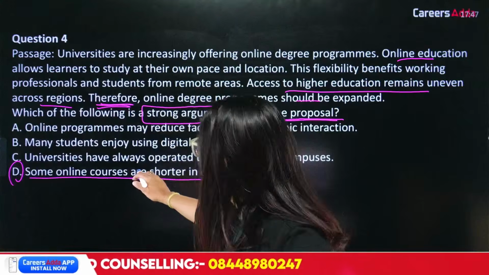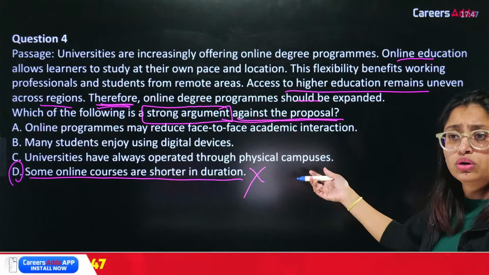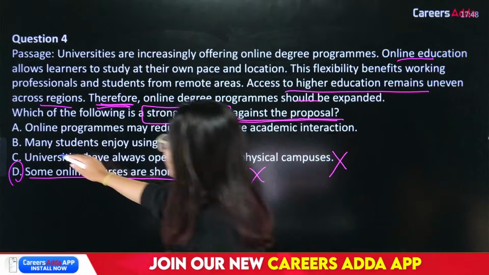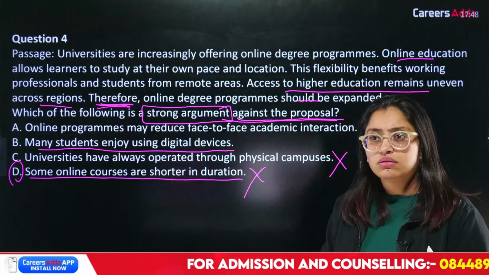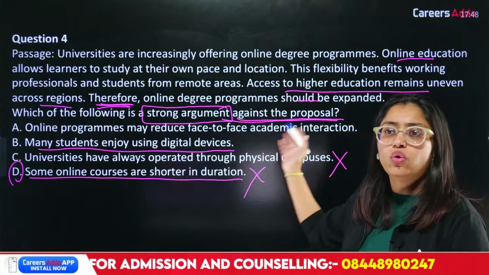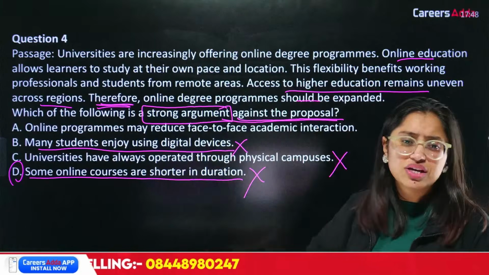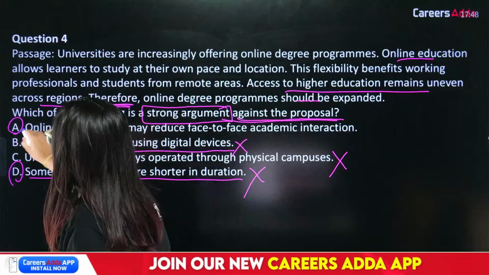Okay. Universities have always operated through physical campuses. So now they are going online, there should not be any problem, okay. Many students enjoy using digital devices. That is not helping me go against the proposal. You're not helping me. Clearly, all three options are not very valid. So, let's see. Option A.